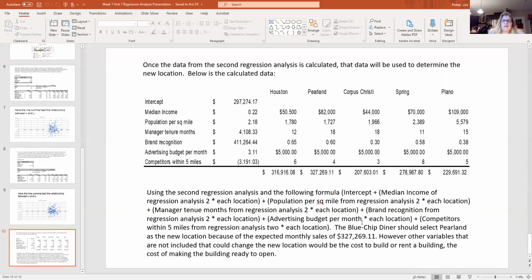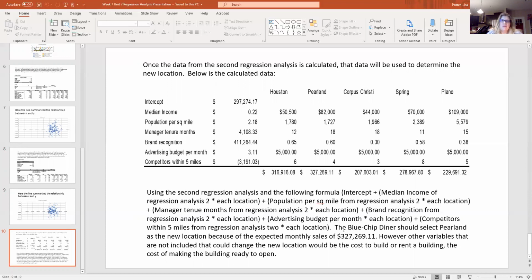The Blue Chip Diner should select Pearland as the new location because of the expected monthly sales of $327,269.11. However, if other variables that are not included in this analysis could change, the new location would be the cost of the building or rent and building, the cost of making the building ready to open. So based on this information, Pearland is the best one.